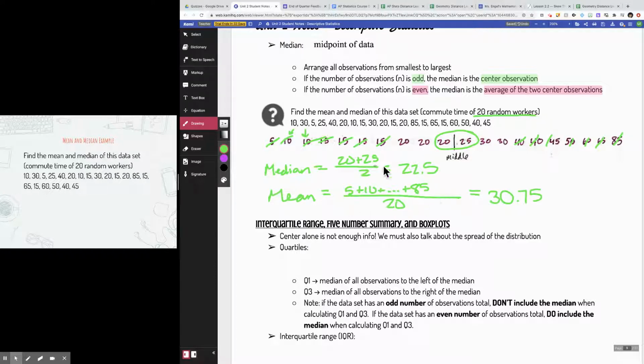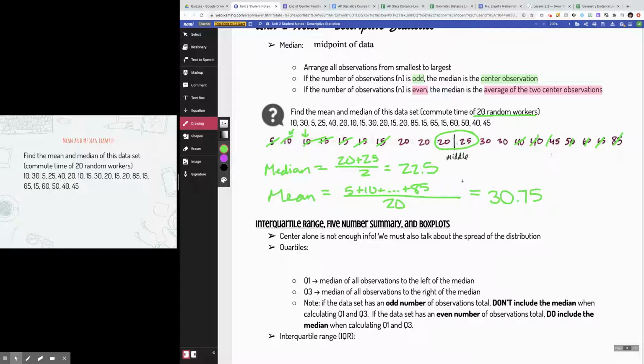If you show the people that are grading the exam that you know how to do this by writing out parts of the formula like I did here with the 5 plus 10 plus dot, dot, dot, and then just put the number, that's enough. So here, I get that my mean is 30.75.